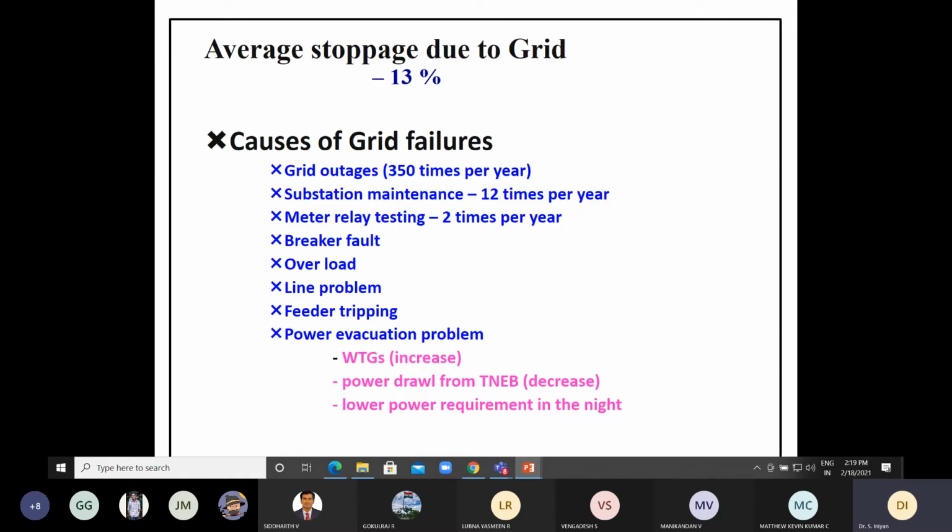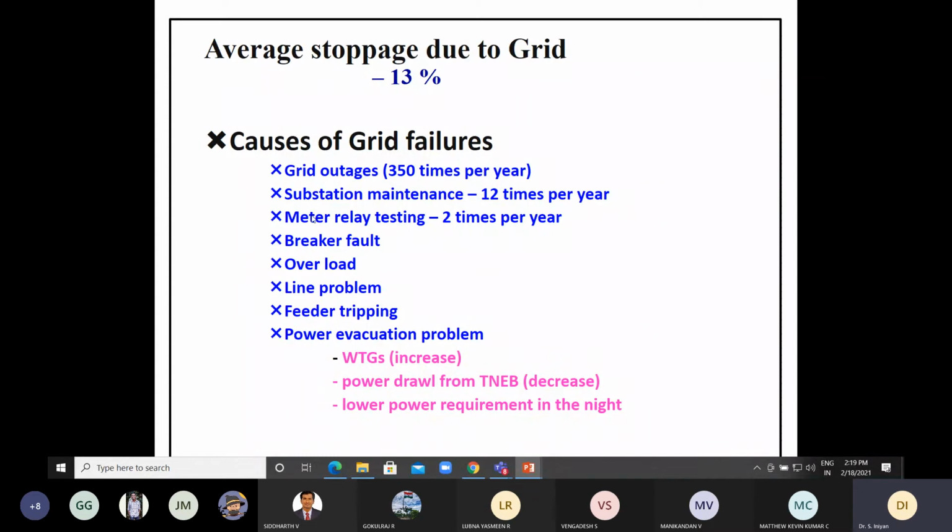The stoppage will occur for emergency purposes, when we stop the operations of the wind farm. So what are the causes of the grid failures? Due to substation maintenance, here I'm going to take the data. It is 12 times per year. So per year, 12 times they take it as substation maintenance, and due to this reason I'm going to stop the operations, right?